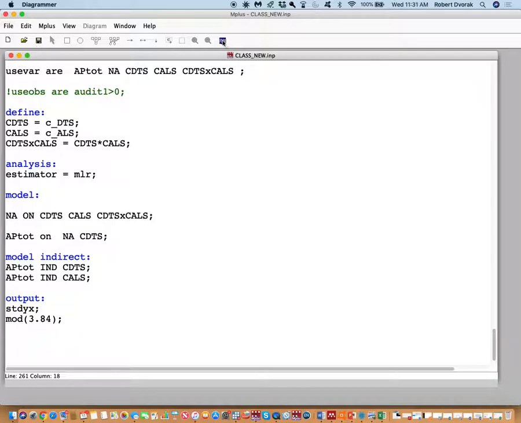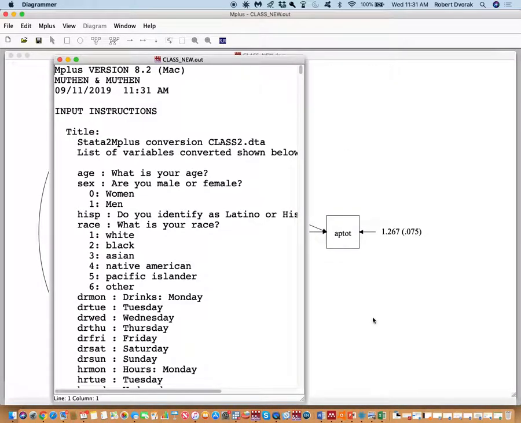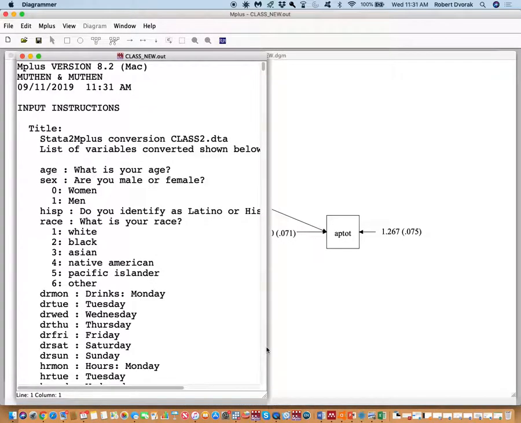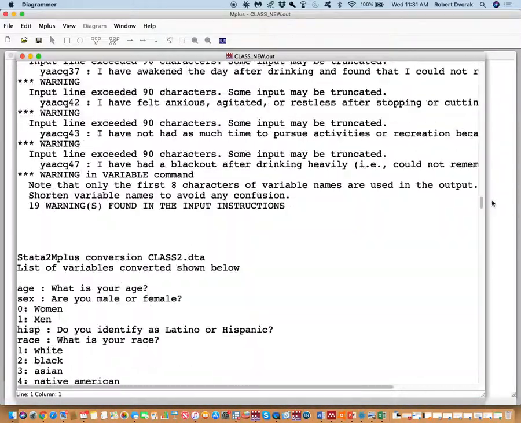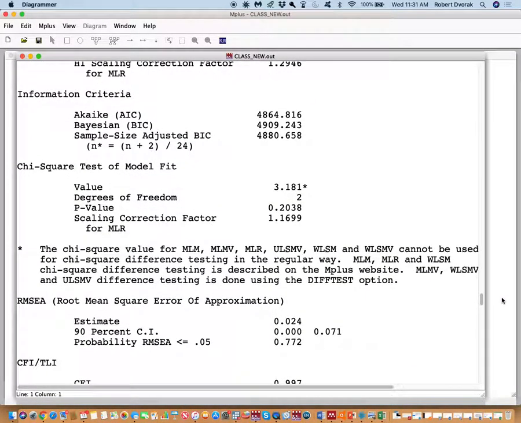So if we hit save, we hit run, we can now see, before, recall, there was just the single mediated effect from here to here. Now we've also added AP tote. What was our chi-square before? It was about 20, right? 20, and now it should be about 3. Assuming that that was right, and it is about 3.